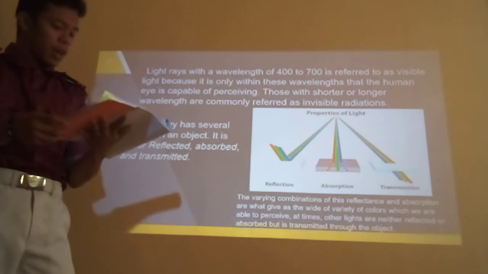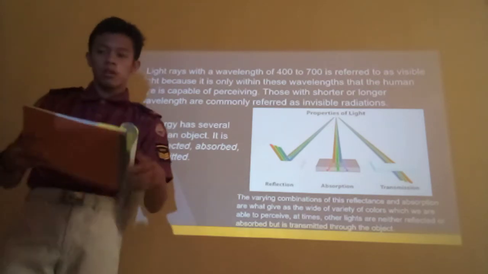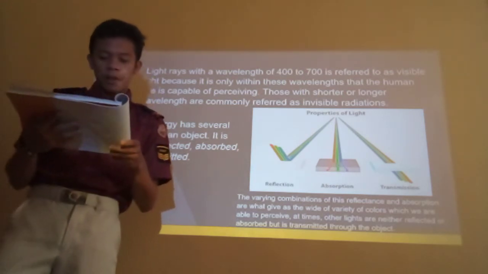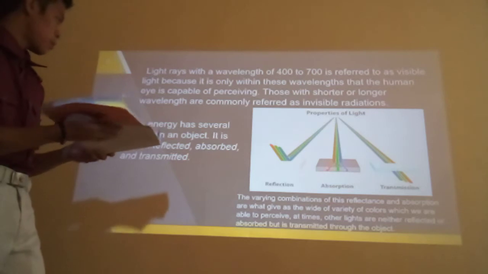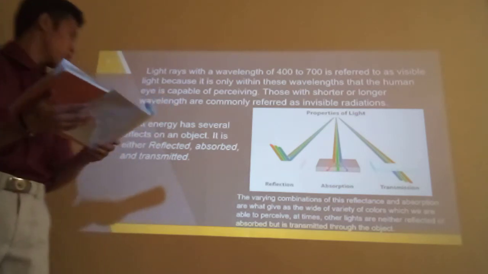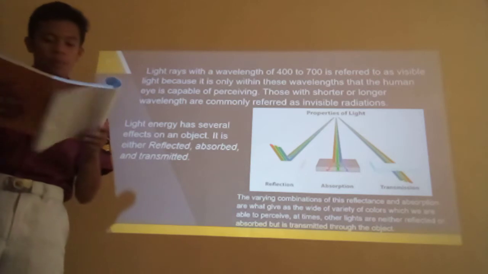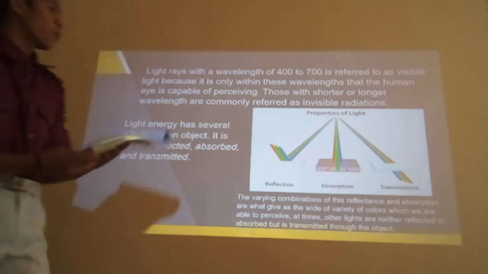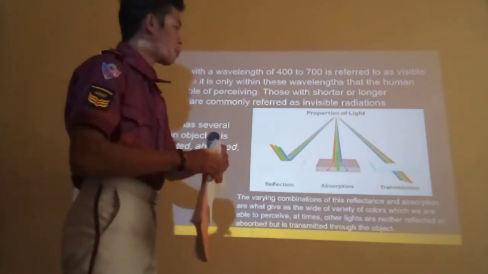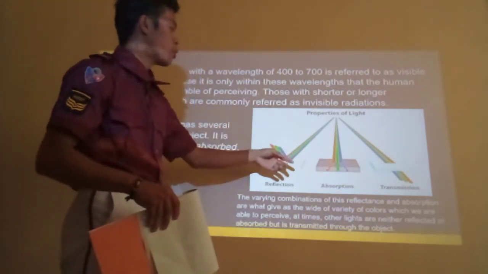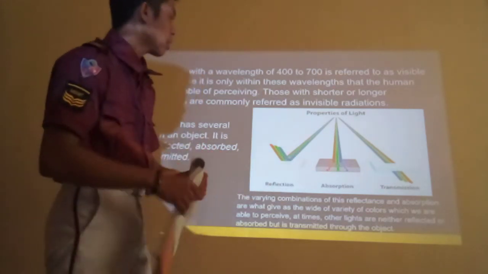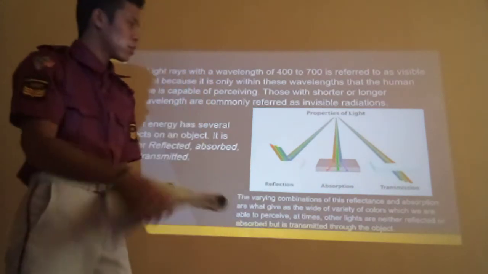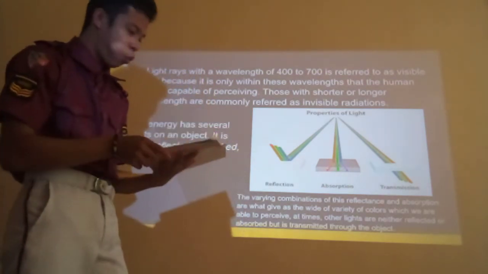So light energy has several effects on an object. It is either reflected, absorbed, transmitted, or converted. The varying combination of reflectance and absorbance gives us the wide variety of colors. This is it, the wide variety of colors, if the heat of the sun reflects off an object. This is the rainbow. It can be a rainbow.